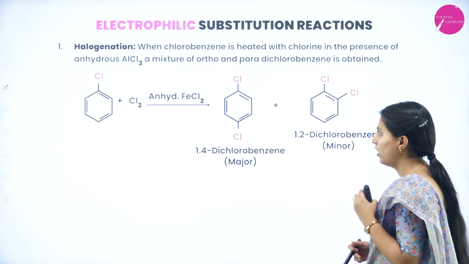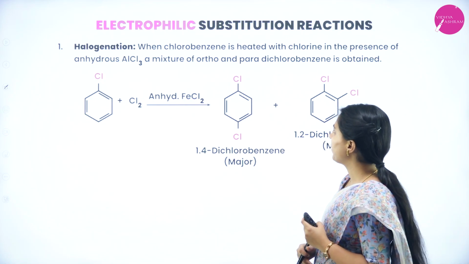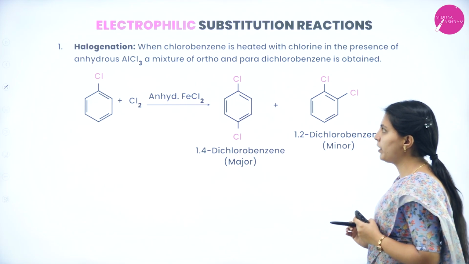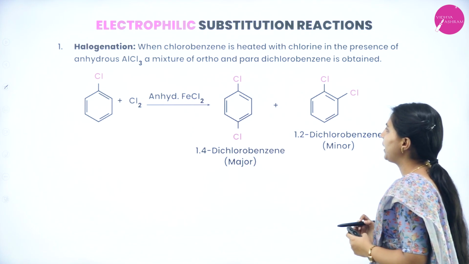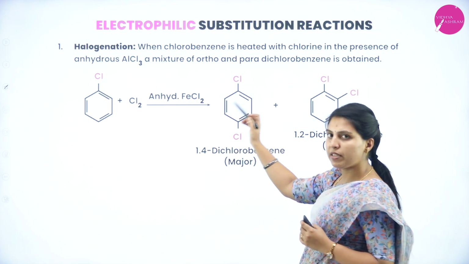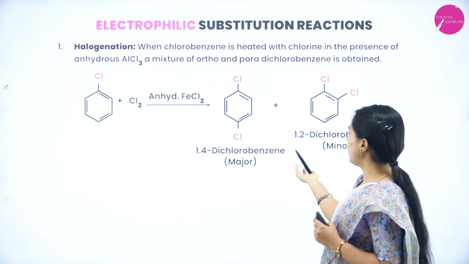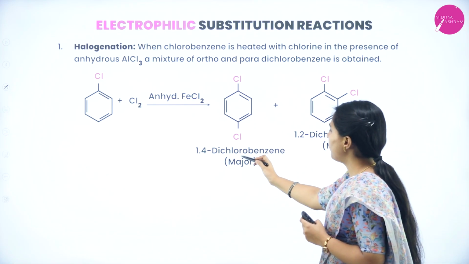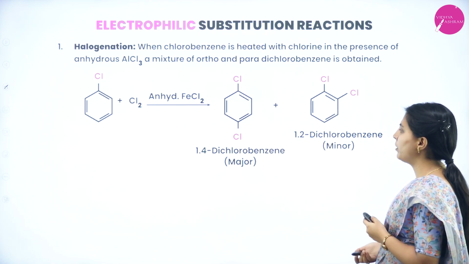We will see the first one, halogenation, which is an electrophilic substitution reaction. When chlorobenzene is heated with chlorine in the presence of anhydrous aluminum chloride, a mixture of ortho and para dichlorobenzene is obtained. This is chlorobenzene treated with chlorine in the presence of anhydrous ferric chloride. It will form 1,4-dichlorobenzene and 1,2-dichlorobenzene, but the major is 1,4 rather than 1,2.